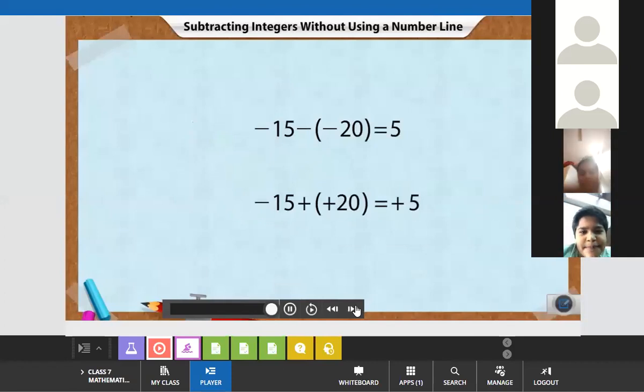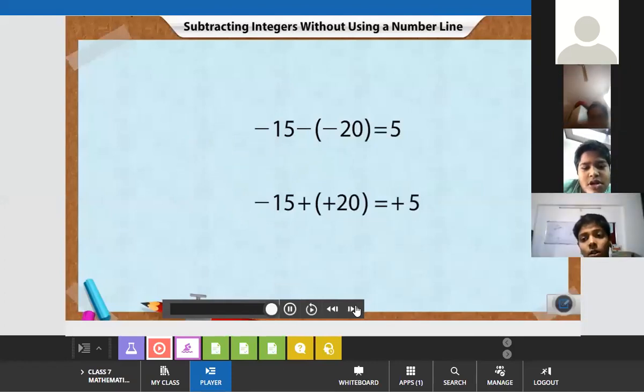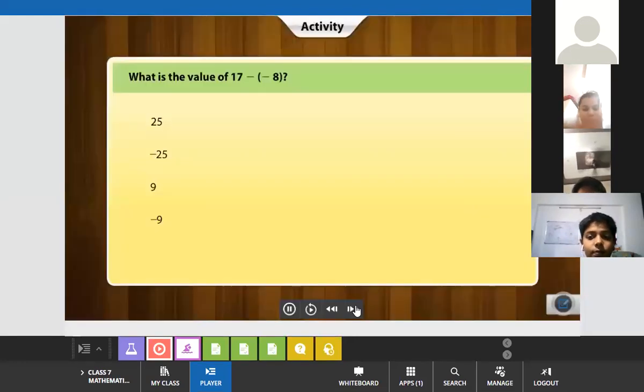What is the value of 17 minus negative 8? Click on the correct answer and then click Submit.